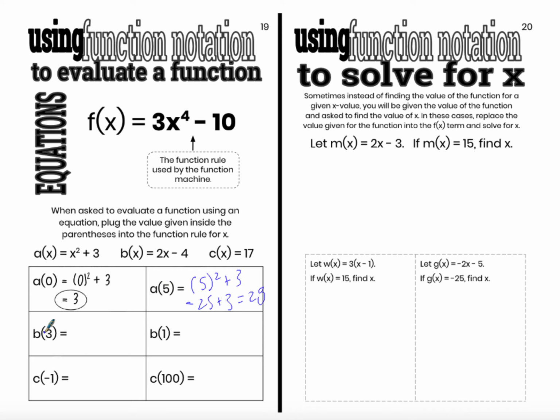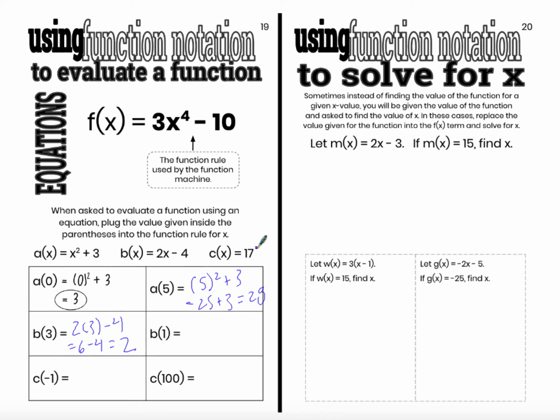When I'm asked for b of 3, that means I'm looking at this function, b of x. I plug in 3 for x and see what I get. 2 times 3 is 6. 6 minus 4 is 2. That means, given an input of 3, my output is 2 for the function b.